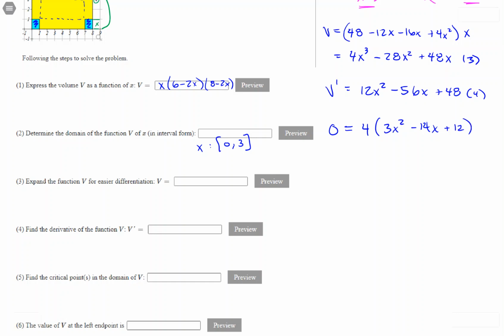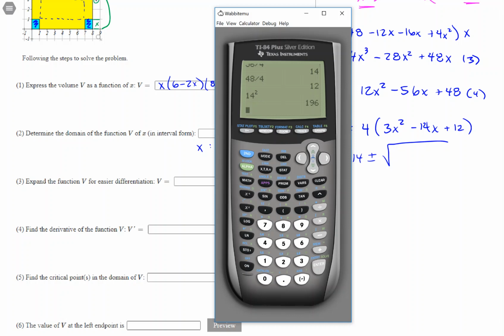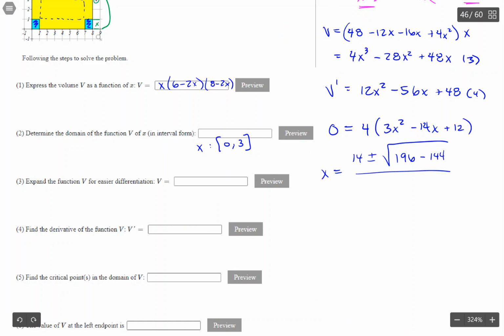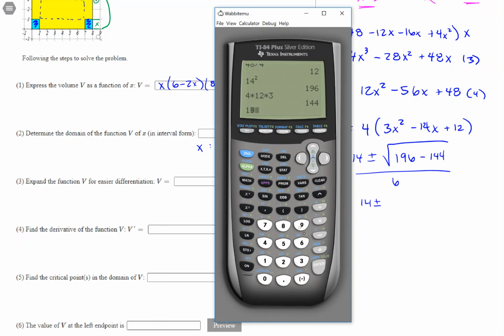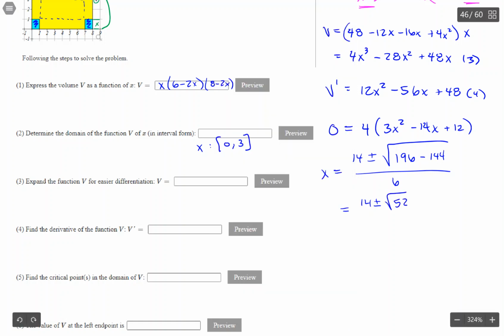And this polynomial doesn't appear to me like one that would factor. So I'm just going to jump in and use the quadratic formula. So x equals negative b, so 14, plus or minus the square root of b squared. I don't know my 14s. Let's see, 196, all right. Minus 4ac, so minus 4 times 12 times 3, so minus 144, all over 2a, so all over 6. And let's see, so 14 plus or minus, so 196 minus 144 is 52. So square root of 52 all over 6.